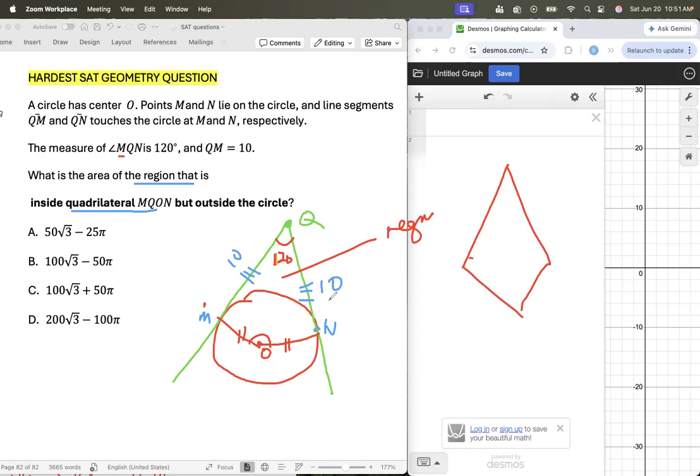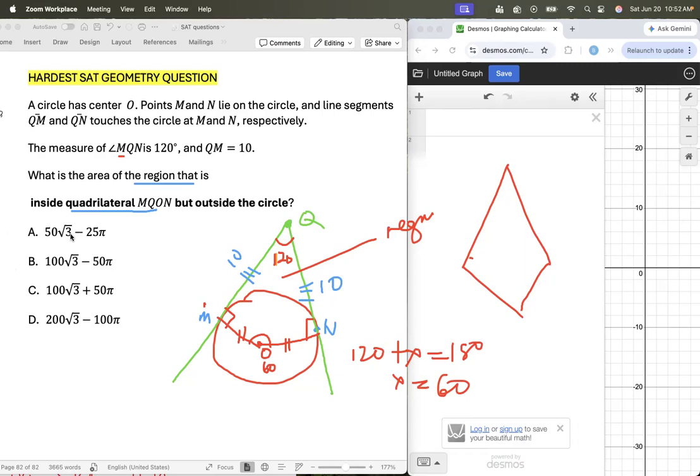We know this angle is 90 degrees. The tangent forms a 90 degree angle with the radius. That means we can find the central angle. The central angle and the opposite angle add up to 180. Therefore, 120 plus x, which is the central angle, should be equal to 180. Therefore, x is 60. So here is actually an angle of 60 degrees.